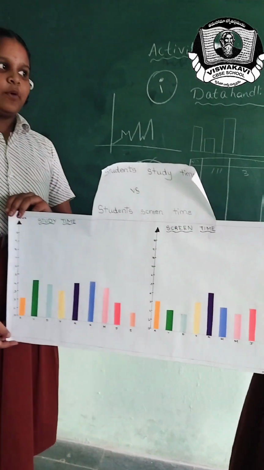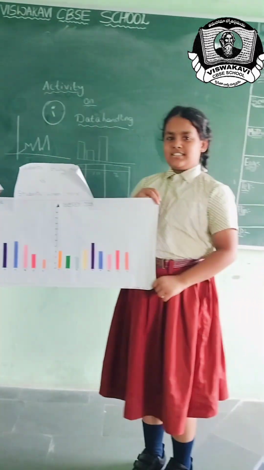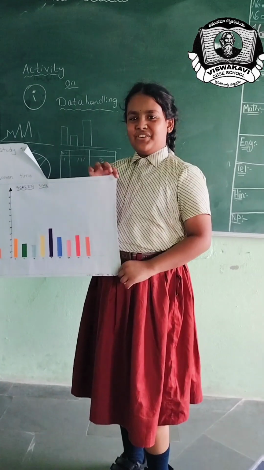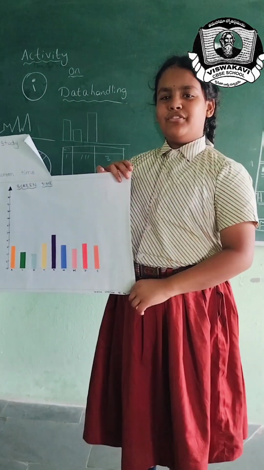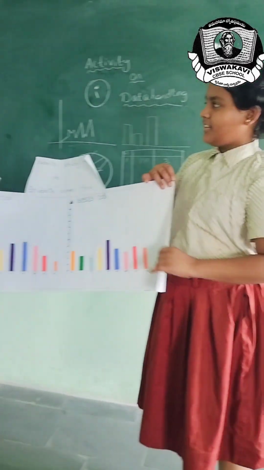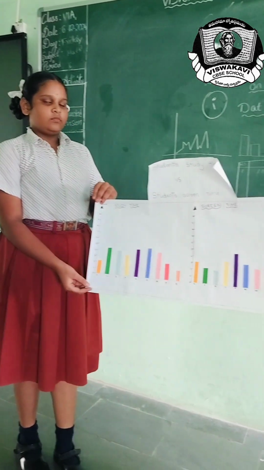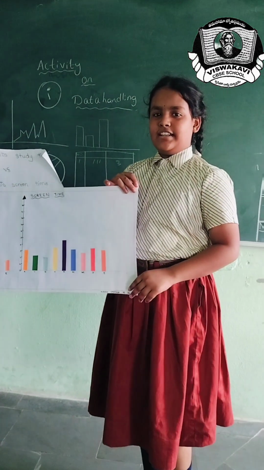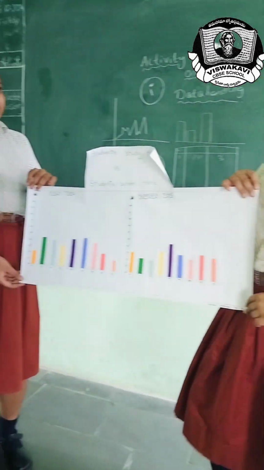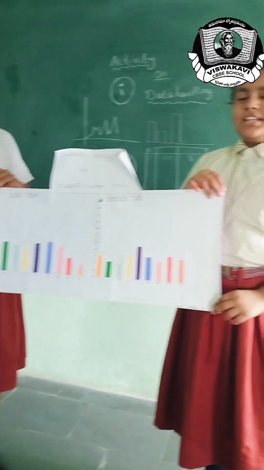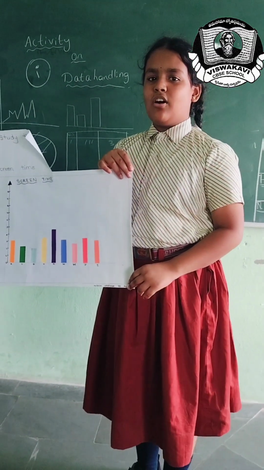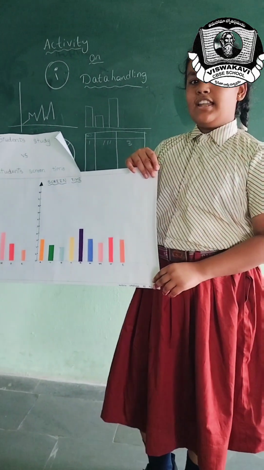Can you please explain about data? Data is information that we collect in the form of numerical figures. Can you please explain about raw data? Raw data is the data which we collect in its original form. Can you please explain about array? The numerical figures which we collect in ascending order or descending order is called an array.